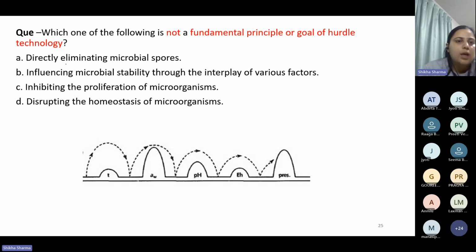A. Directly eliminating microbial spores. B. Influencing microbial stability through the interplay of various factors. C. Inhibiting the proliferation of microorganisms. D. Disrupting the homeostasis of microorganisms.